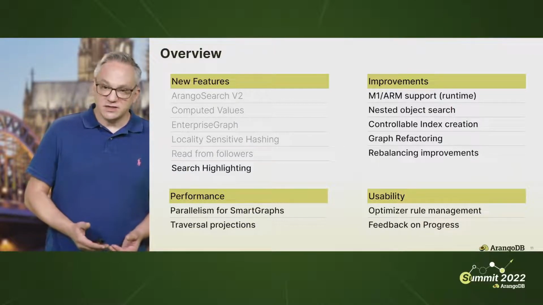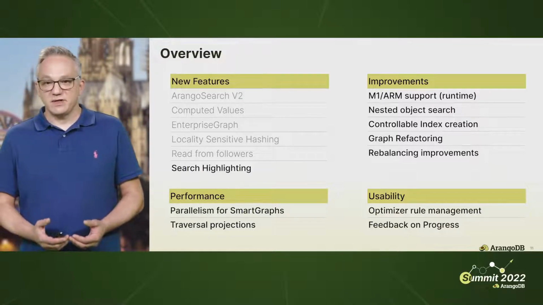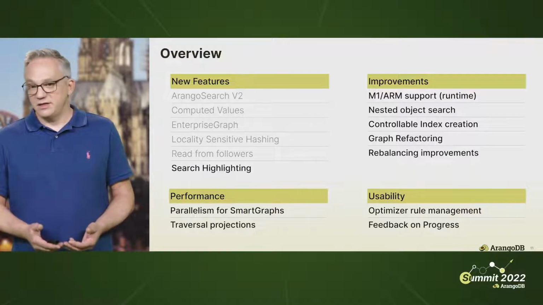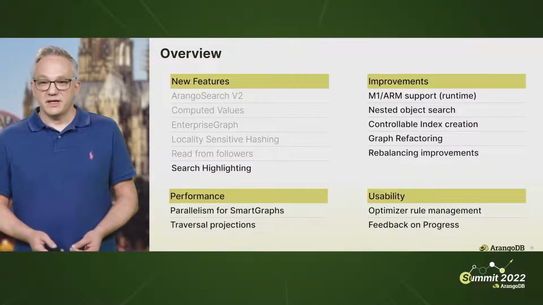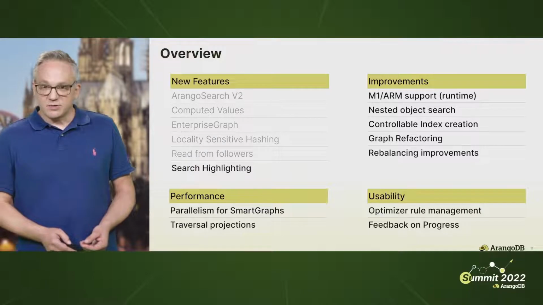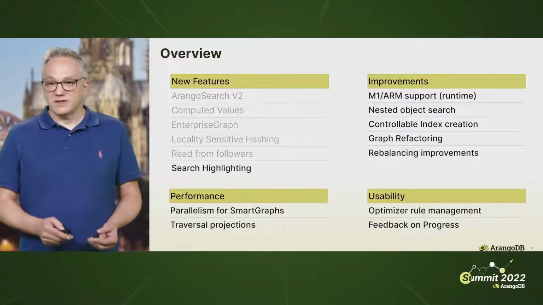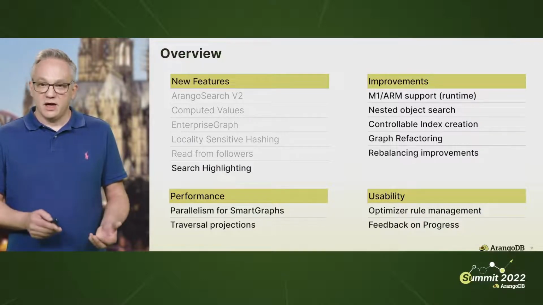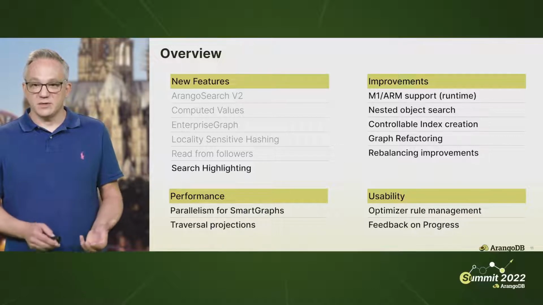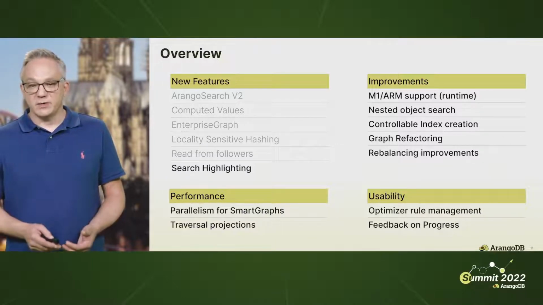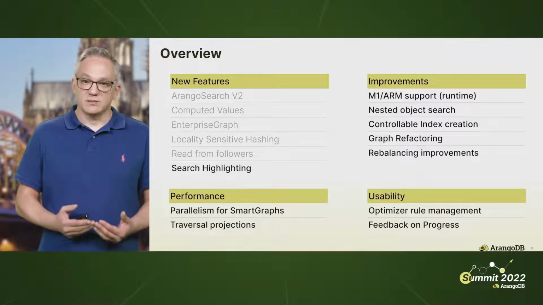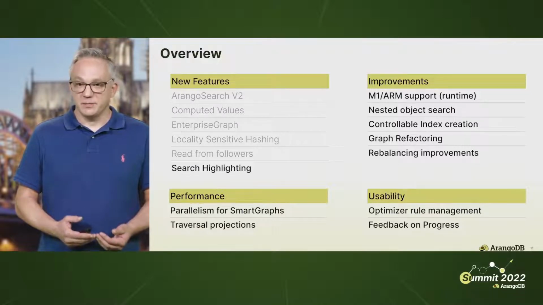The nested object search is an addition to our search engine so that you can search much better in nested JSON objects. That is simply a clear improvement, not a huge feature, but a highly requested one. And I believe that many can really benefit from it. The controllable index creation gives you more control over how indices are created in ArangoDB, how many threads are used, what the progress is, and so on. That was also highly requested, and we hope that we now give something back to our users and community that makes them even more successful with ArangoDB.